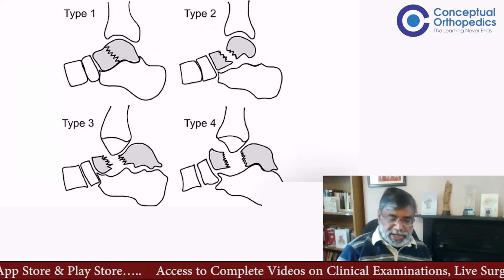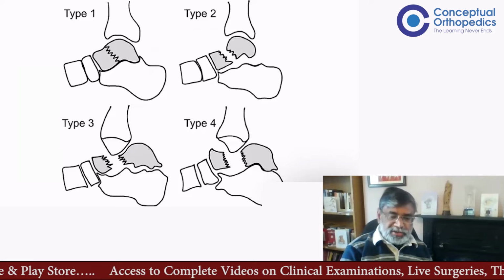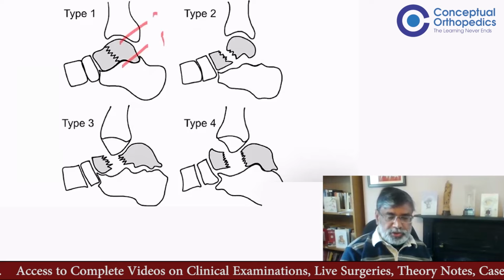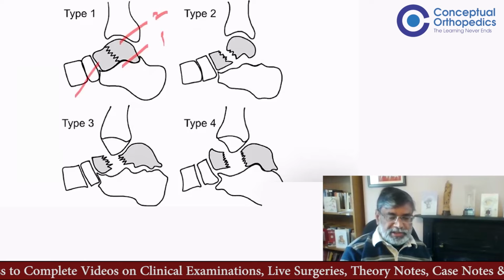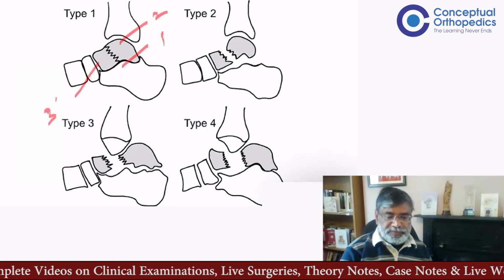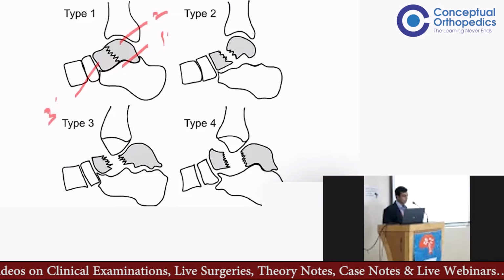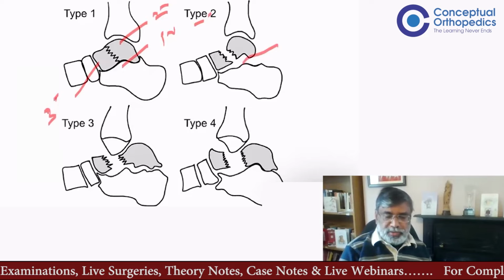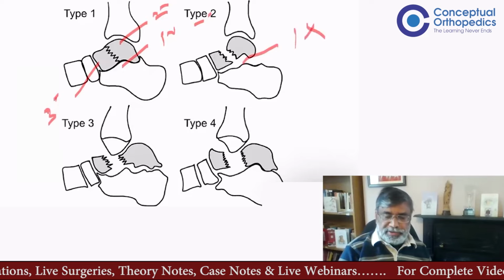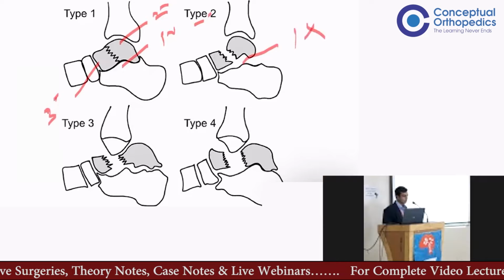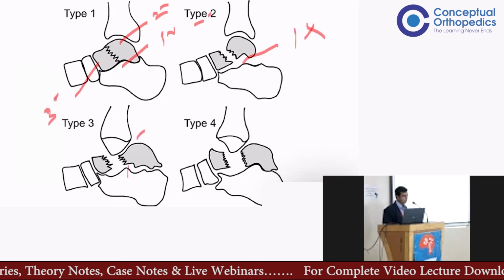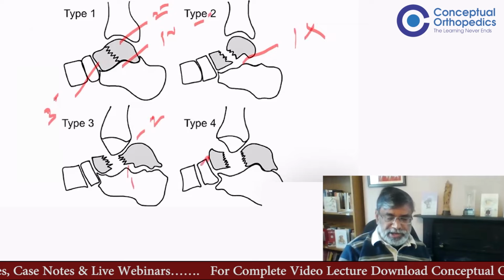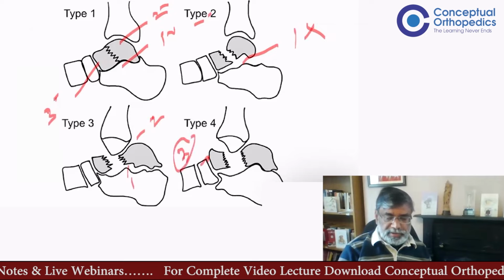So can you see now that in grade 1 all joints are maintained? This is number 1, this is 2, this is 3. These are the 3 major joints. Yes, sir. So all 3 are okay in grade 1. In grade 2, number 1 is also involved. In type 3, 1 and 2 are involved. And in type 4, even the 3rd is involved.